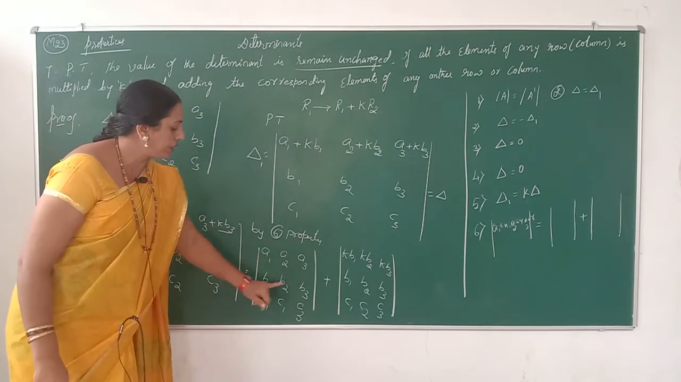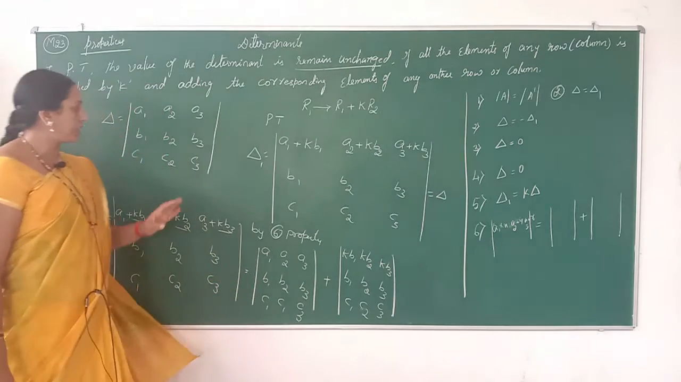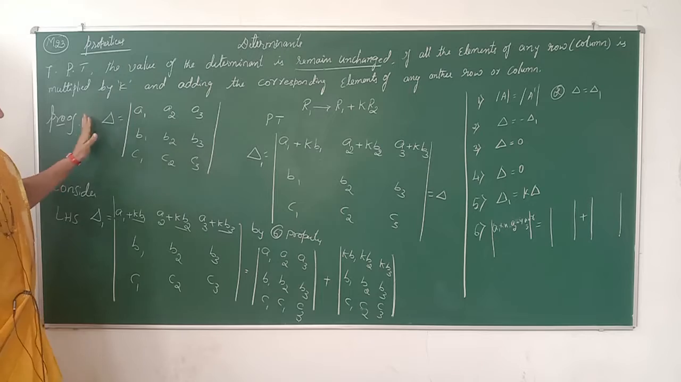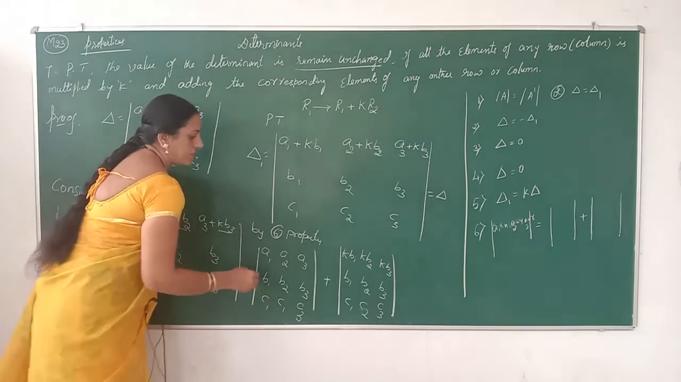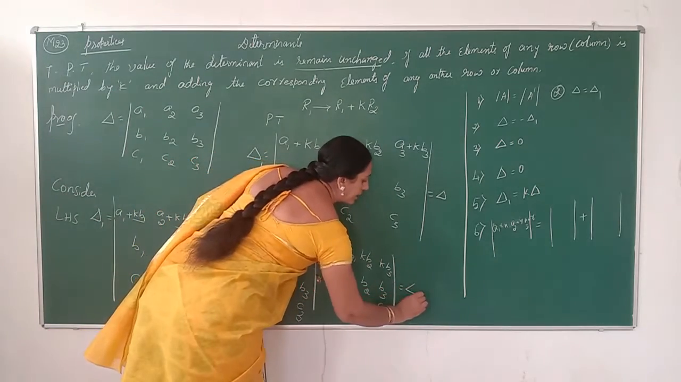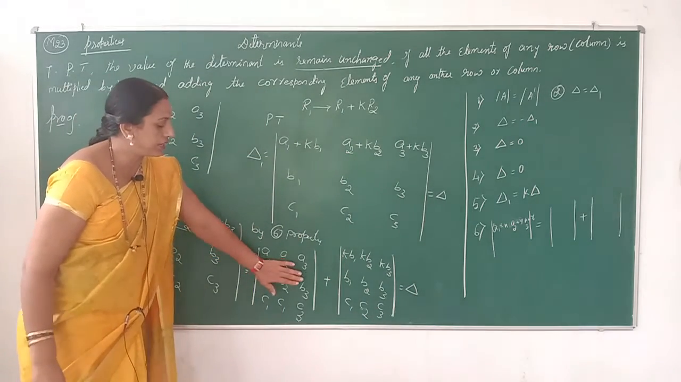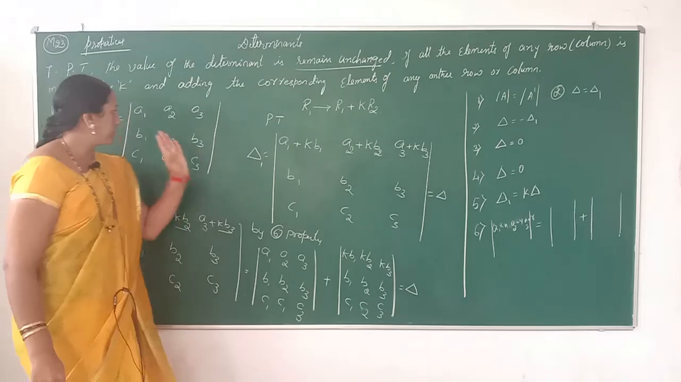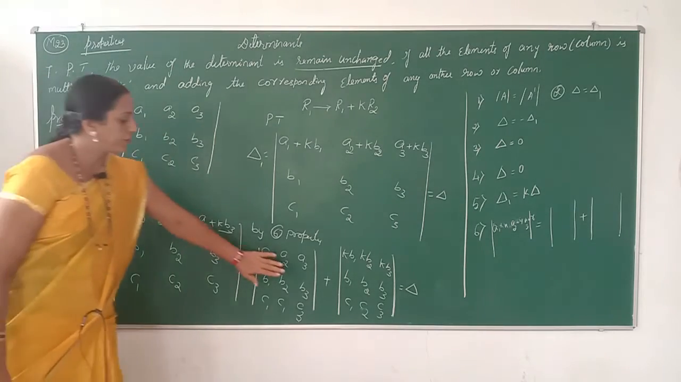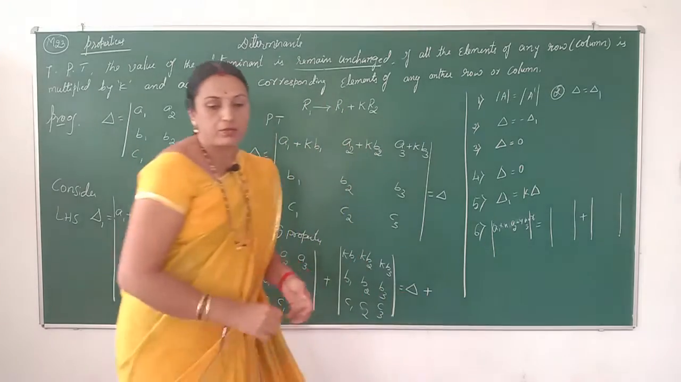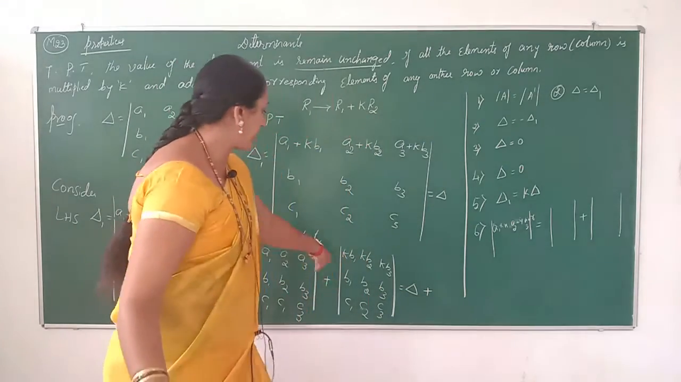Then, on the RHS, the elements of the first determinant are A1, A2, A3, B1, B2, B3, C1, C2, C3. This is nothing but delta, one of the elements of delta. Therefore, the first determinant can be written as delta. The whole first determinant is nothing but delta, plus the second determinant, which can be simplified.